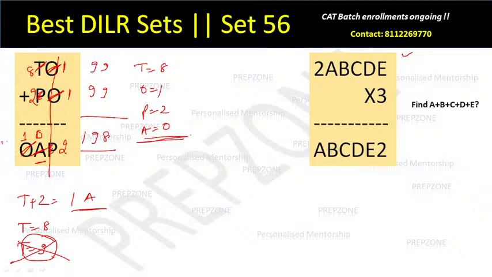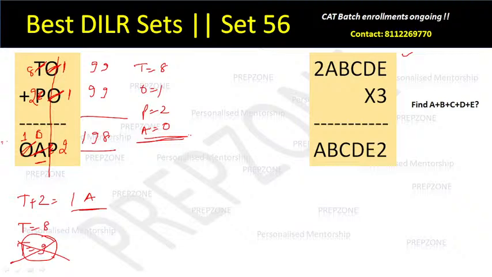These are the values. Is it clear to everyone, or is there any doubt? Then we'll move forward to the second question here. Quite simple. The only trick was, because this is a 3-digit number, O has to be equal to 1, and then it's a cakewalk. If you are able to identify the value of O, you'll be able to solve all of it.